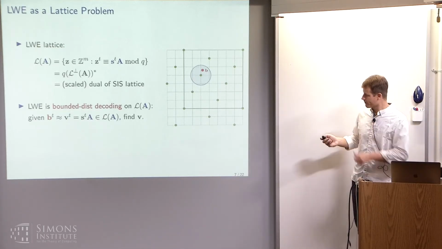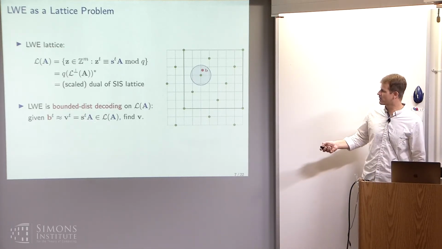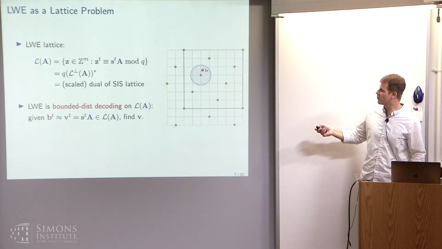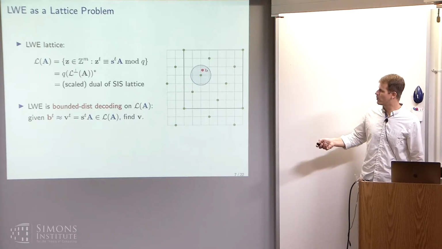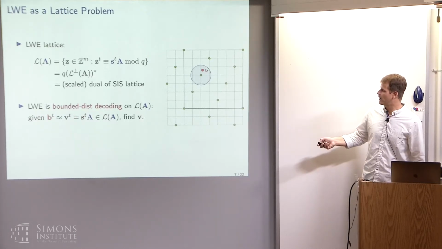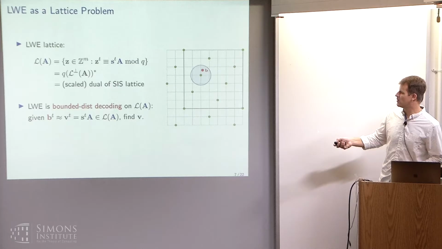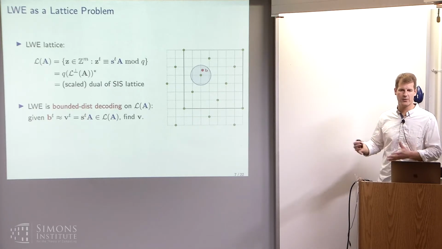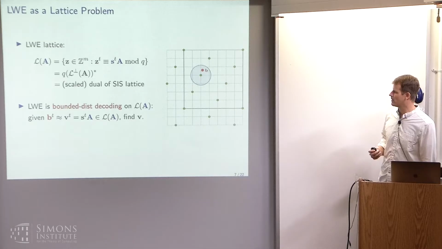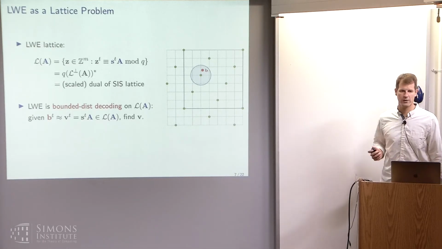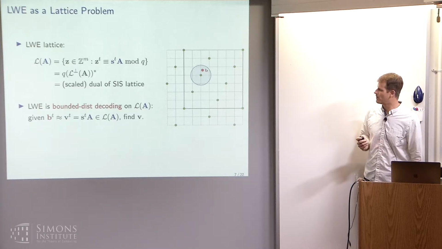So that is, what we are given is some vector, well, there's some vector S times A here. It's a point in the lattice. But we've perturbed it by adding some noise. And so we're given that perturbed point B, which is close to some S times A, and the goal is to find that nearest lattice point. If you can find it, then basically you can factor out S, you've removed the noise, so you can solve for S, solve for the error, and you've recovered the lattice point. So that's LWE as a BDD problem.